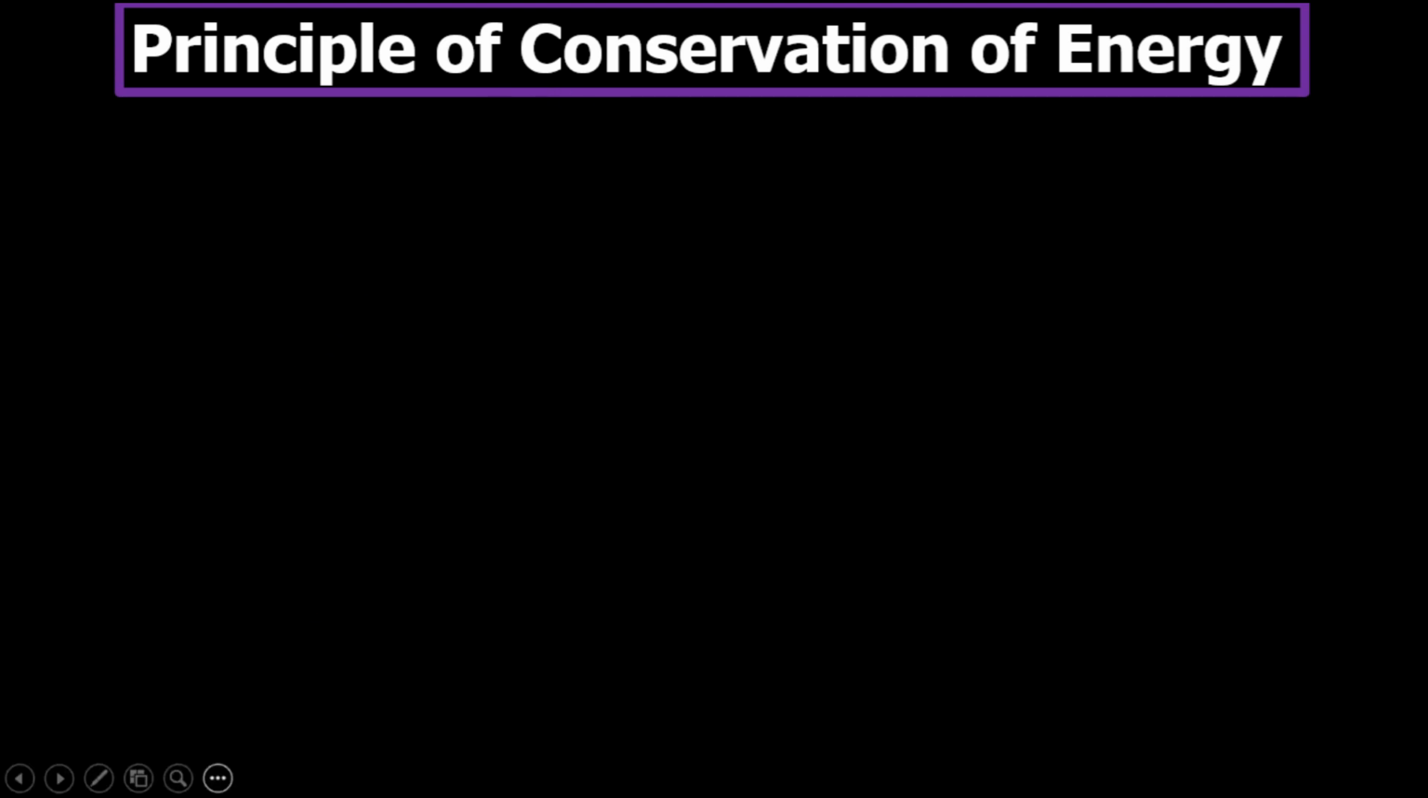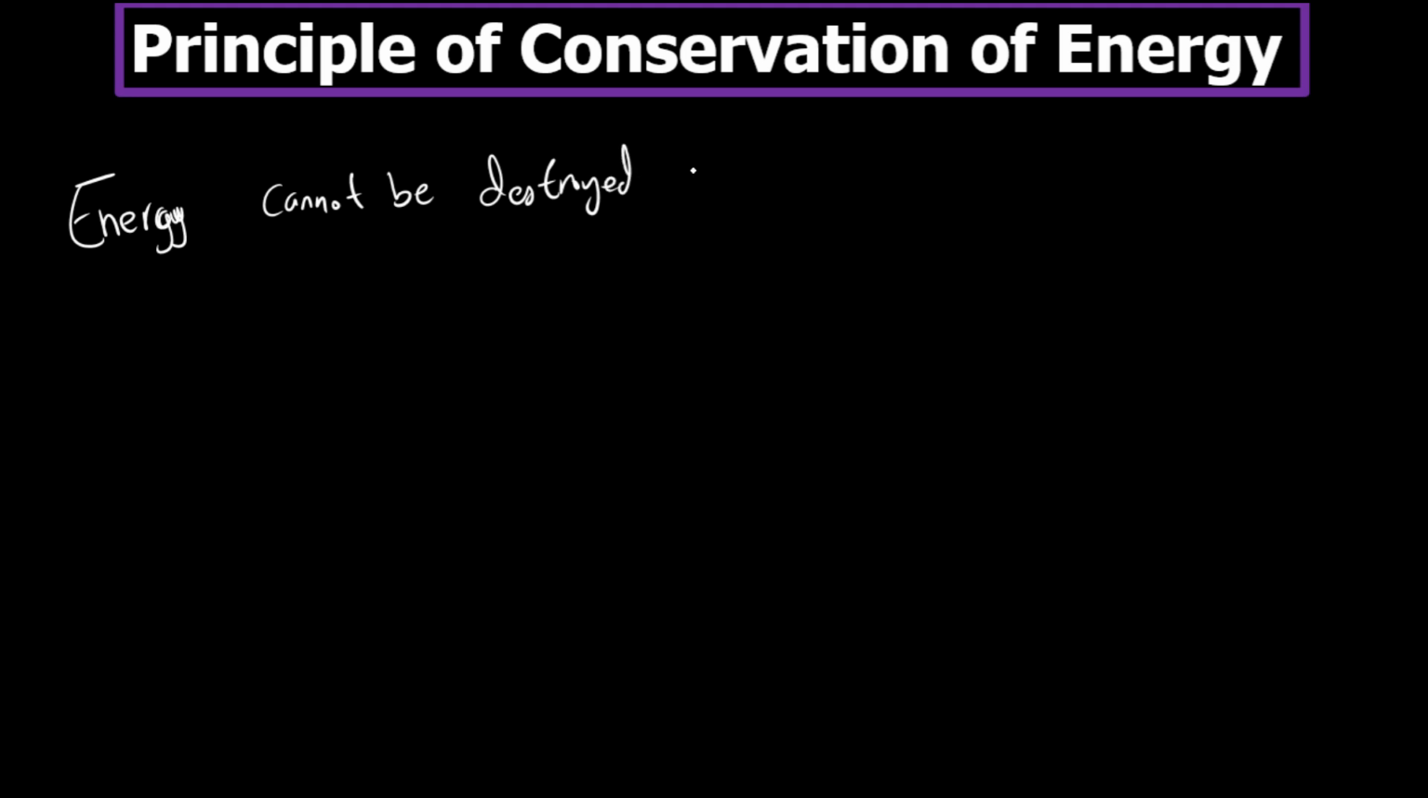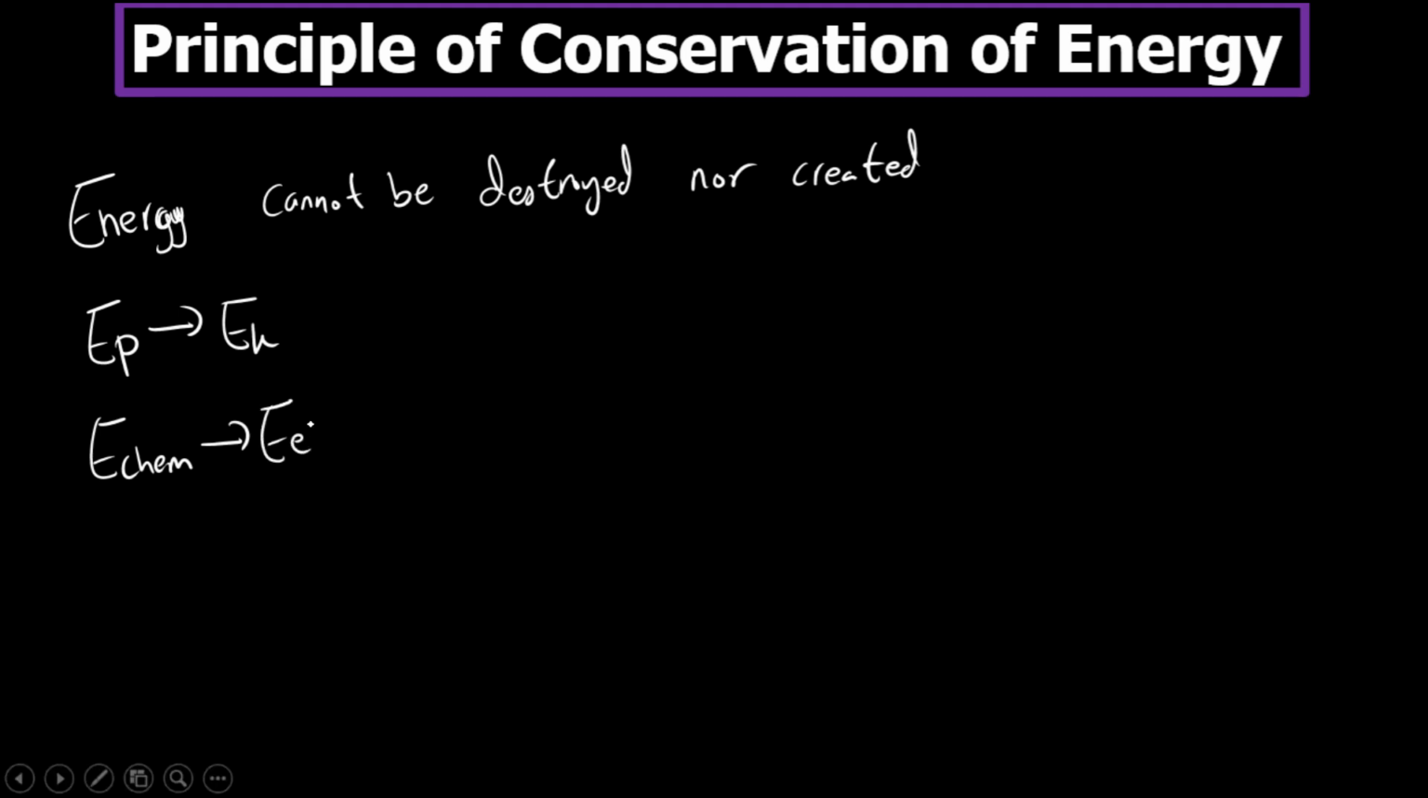The principle of energy conservation merely says that energy cannot be destroyed, nor can it be created. The energy that we're talking about can however change form. For example, potential energy to kinetic energy, or maybe chemical energy to electrical energy, say in batteries. So how do we put this into mathematics?